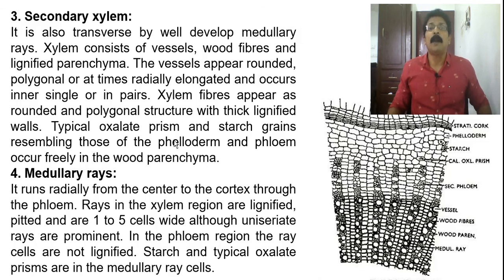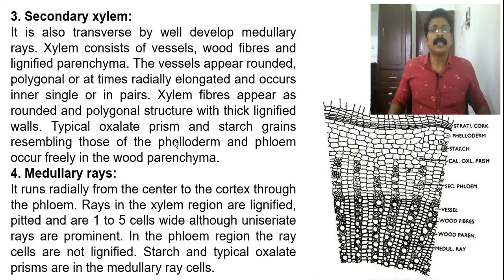The vessel appears round, polygonal or at times radially elongated, and occurs singly or in pairs. Xylem fibers appear as rounded and polygonal structures with thick lignified walls. Typical oxalate prisms and starch grains resembling those of the phloem occur freely in the wood parenchyma.